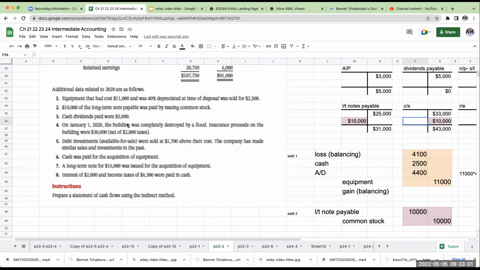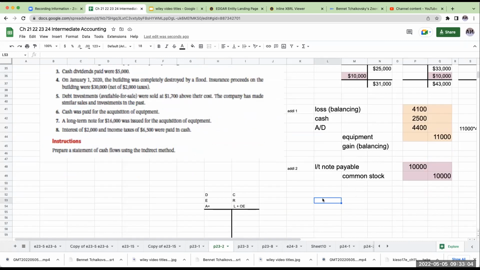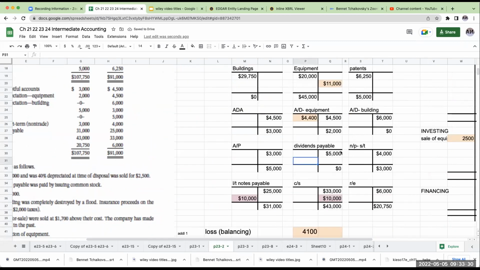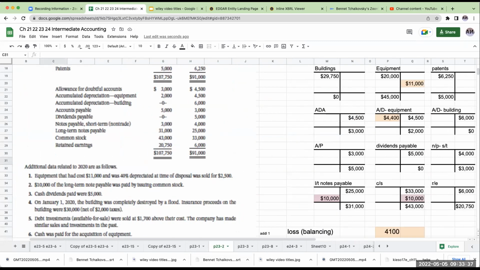Number 3, cash dividends paid were 5,000. So if I'm paying a cash dividend, right, there's a whole thing here between was it declared, was it paid, what exactly was it? So more than likely in the prior period, we have dividends payable, and then we're crediting cash. And if I go over here and look at dividends payable, if this is going from 5,000 to 0, I have to assume that this was settled in cash. And that's what it kind of goes through and tells me.